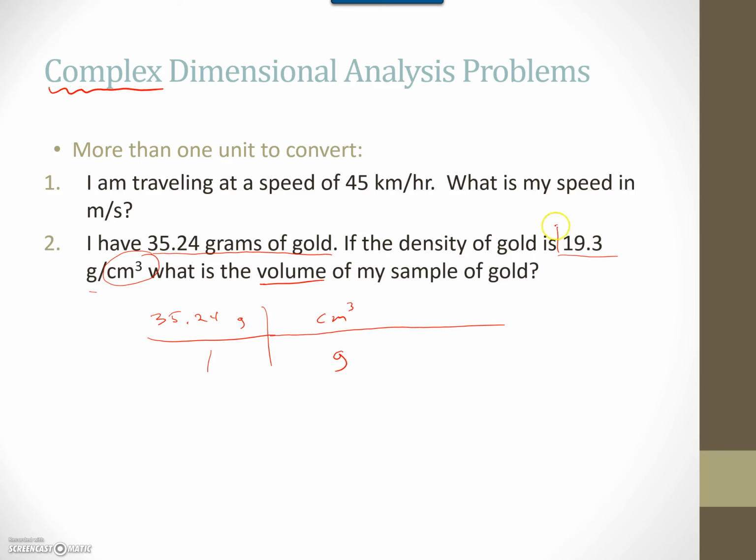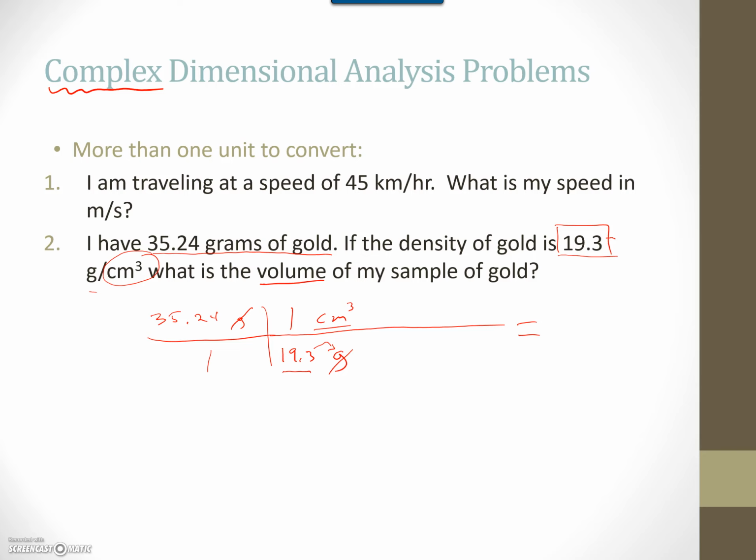Now, I have to figure out what to do with this 19.3. That 19.3 is referring to the number of grams. So I'm going to attach that number just like that. Okay? So it's 19.3 grams per 1 cubic centimeter. So the 19.3 in this case needs to accompany my gram based on what that tells me, right? Now, using unit conversions, I get to cross off my G. My answer will now be in cubic centimeters. All right, so now it's a simple division problem.